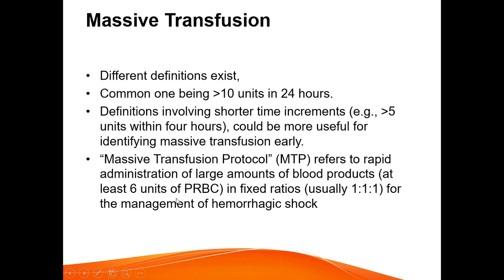So what is the definition of massive transfusion? Massive transfusion, they say, ideally is when a patient requires more than 10 units of blood in 24 hours. But that's quite a long time, isn't it? You can't wait for 24 hours to label a patient as requiring massive transfusion. So there's another definition which says that if a patient requires more than 5 PRCs in 4 hours, then again this is labeled as massive transfusion. And here you have to give PRC, FFP and platelet in a ratio of 1:1:1.